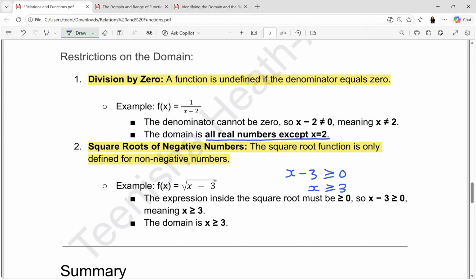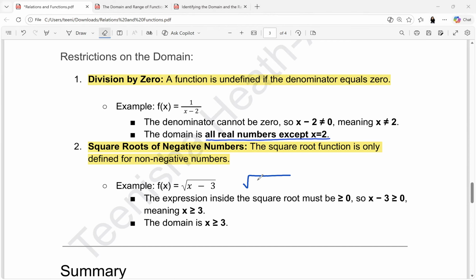So x can take, for this function, f of x is equal to the square root of x minus 3. The domain could be any value of x that is 3 or greater than 3. Right? So it could be 3, because if it's 3, then inside the square root it would be 3 take away 3, which is the root of 0, which is 0, right?